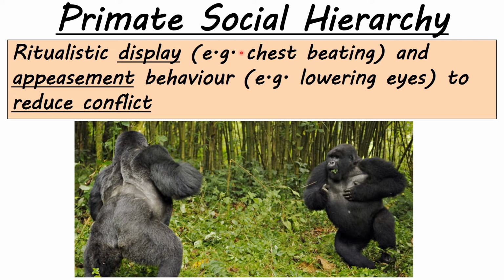So the social hierarchy, we talked about this before, generally, when we mentioned social hierarchy a couple of lessons ago. You have this ritualistic display: chest beating, could be shrieking, and then you'll have appeasement behaviour. The gorilla that it's up against, when it's decided it's not going to try and outcompete the silverback that's in charge of the troop, will lower its eyes, and that will reduce conflict. So you have appeasement behaviour in response to that sort of aggressive behaviour.